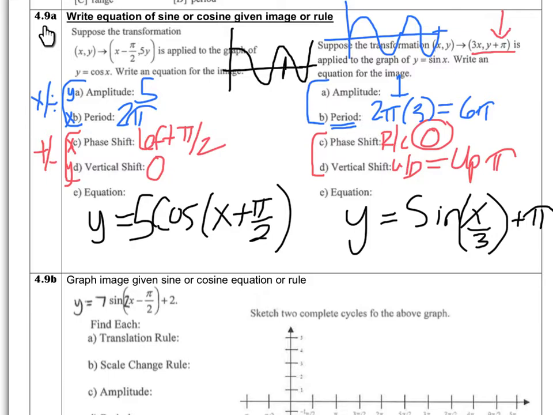The key thing you want to take away from this learning objective is the ordered pair rule is literally what's going to happen to the graph, so it should match all of these vocab words. The equation itself is the only thing that's going to have it be backwards, which is the x movement. Other than that, it's all the same.